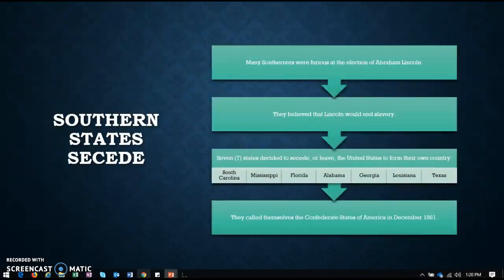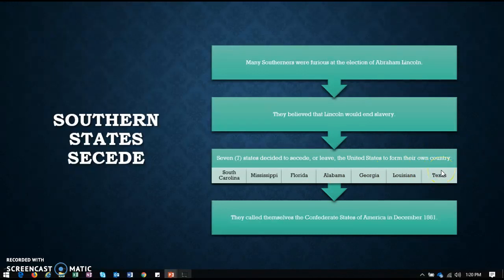So Southern states secede. Many Southerners are furious at the election of Abraham Lincoln. They believed he's going to end slavery, he's going to end their whole way of life, the agriculture, things like that. So 7 states decided to secede or leave the United States to form their own country. They were South Carolina, Mississippi, Florida, Alabama, Georgia, Louisiana, and Texas.